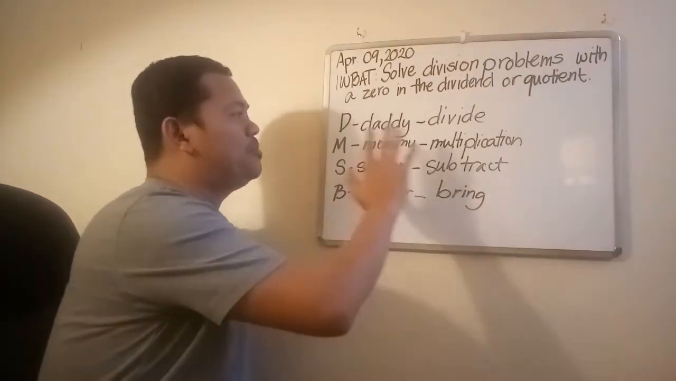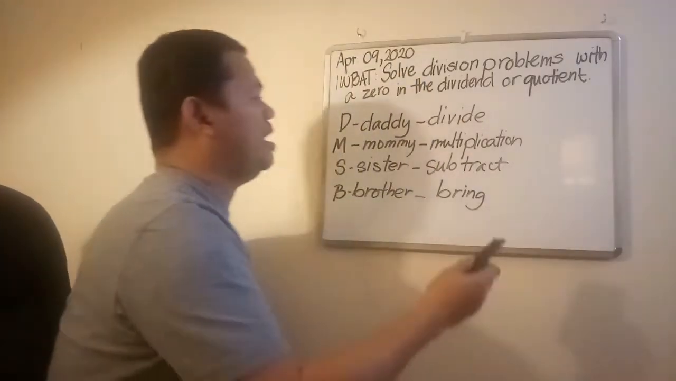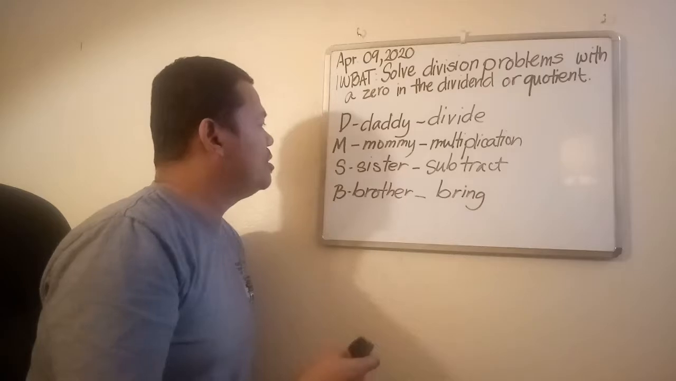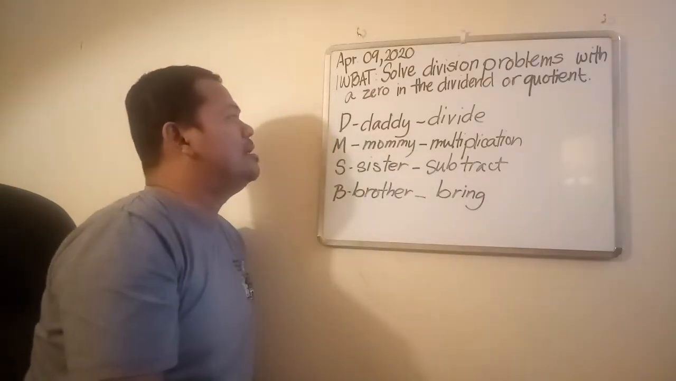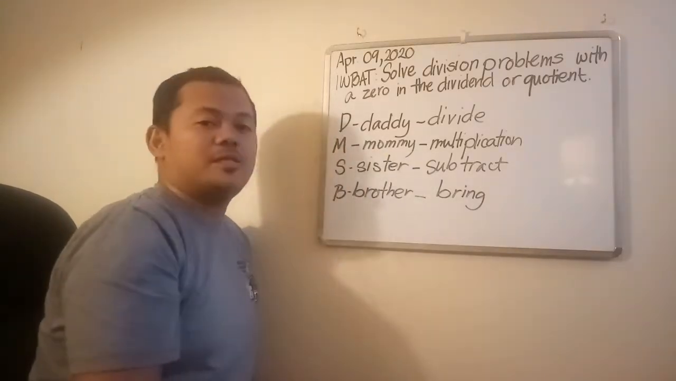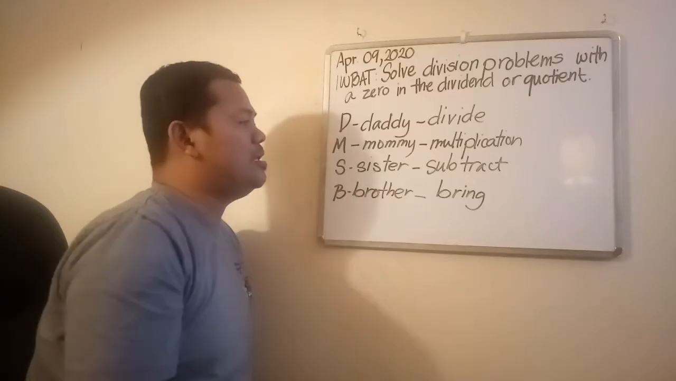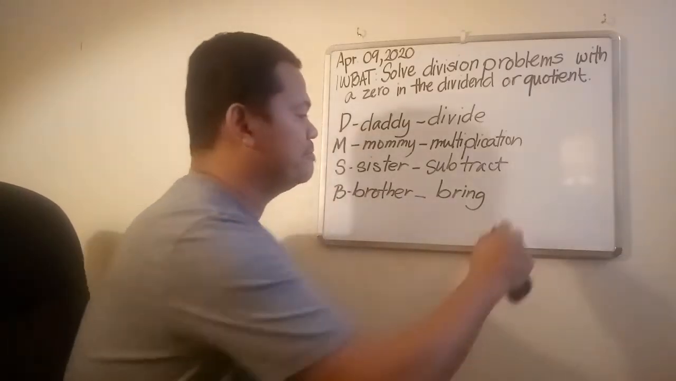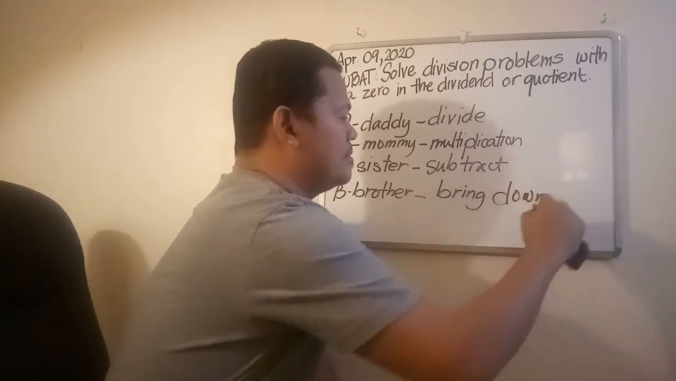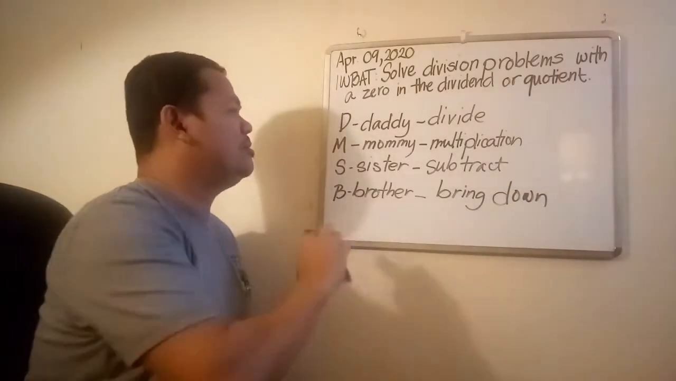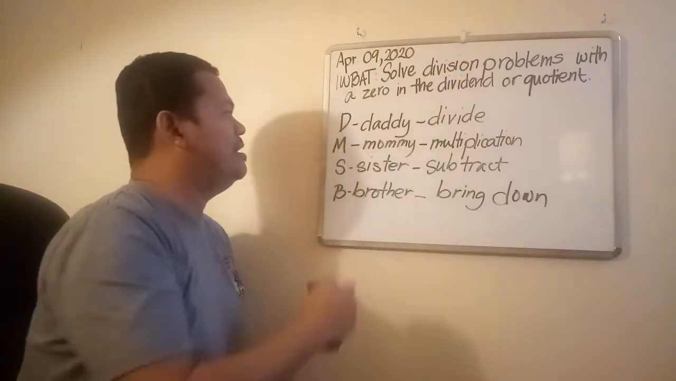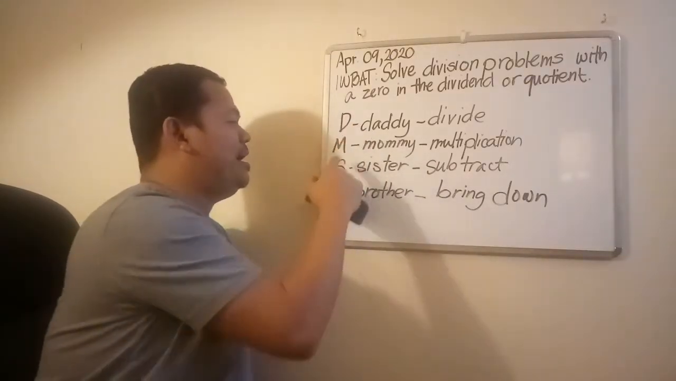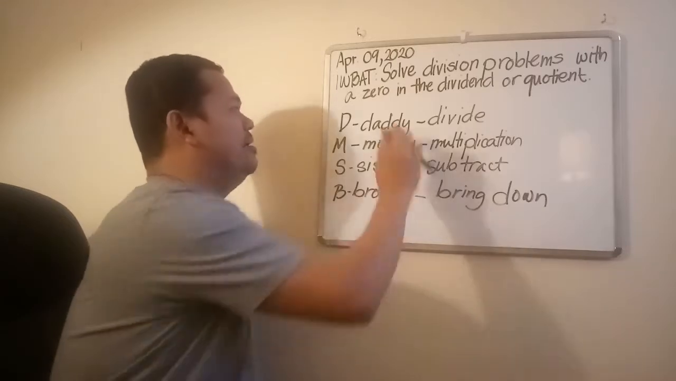So this is the whole process, the steps on how to divide properly so that you will not get lost. Just remember, D stands for divide, M stands for multiply, S stands for subtract, and B stands for bring down. I'm going to erase this one and leave these letters here. Daddy, mommy, sister, brother. We call it divide, multiply, subtract, and bring down.